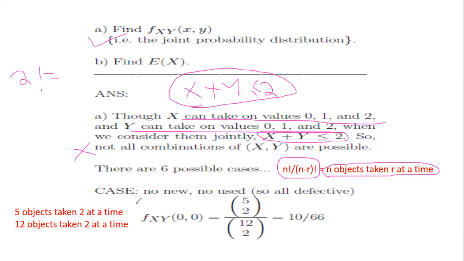So what are the possible scenarios? The first scenario is no new, no used. I select all defective. Selecting all defective, I have 5 defective batteries in which I have to select 2. So I have 5 objects taken 2 at a time. Don't worry, if you get a numerical, it will be like this. You just need to know how to calculate.